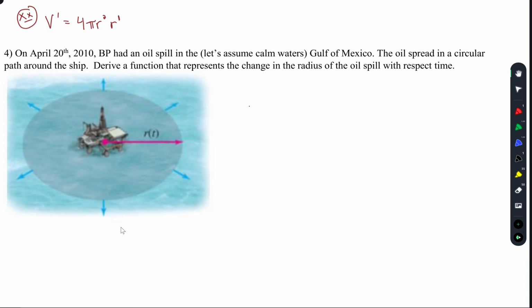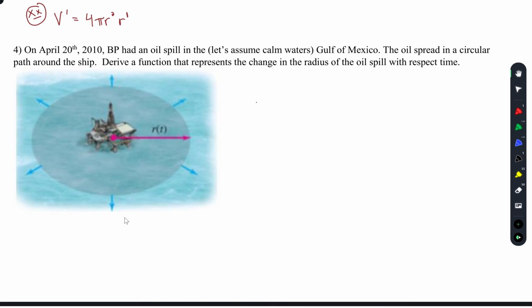Do you remember this? Oh, this was before you guys. You're little. But this was a huge deal. There was an oil spill in the Gulf of Mexico. It spreads in a circular path around the ship. Derive a function that represents the change in the radius of the oil spill with respect to time.